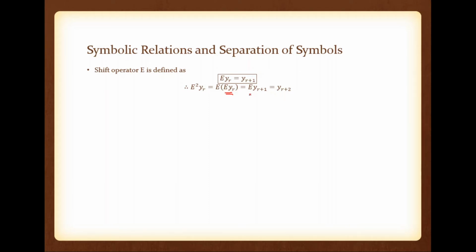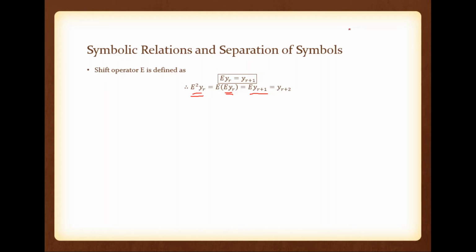So we have E into that bracket Yr plus 1. Now what is the next data of Yr plus 1? This E means next data of Yr plus 1. That is Yr plus 2. So what is E square? E square means the second next data. If Yr is a current data, next data is E Yr and the second next data is E square Yr. So what is the second next data of E square Yr? That is Yr plus 2. Is it clear to all of you?